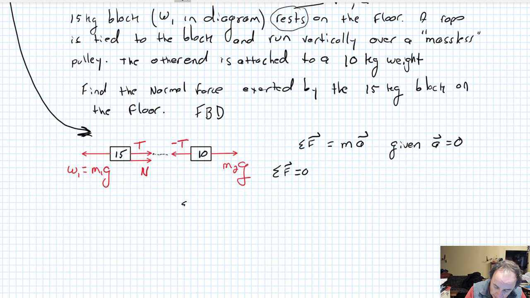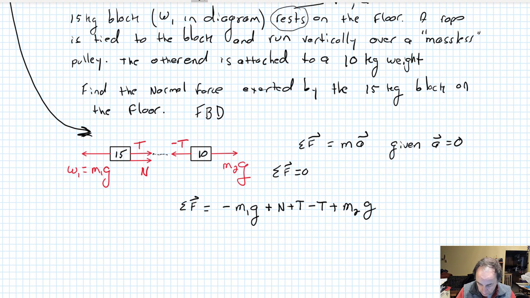So let's sum those forces. So we have minus M1G. So I'm having forces that are to the left on this free body diagram negative, ones to the right positive. Okay, plus N plus T minus T plus M2G. All right, and you see right away that the two tensions cancel for this system. And we know that this equals 0.